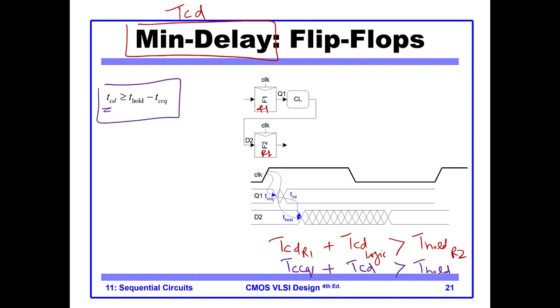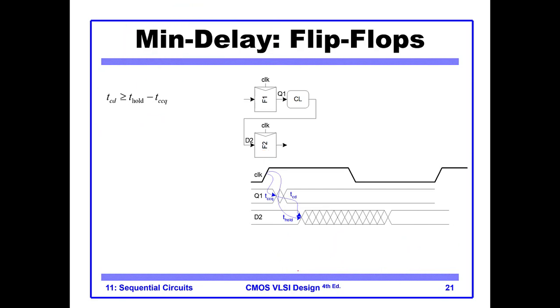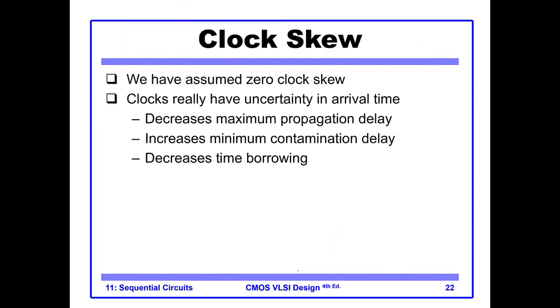The min delay is T hold minus TCCQ. I can take TCCQ on the other side, and it will become TCD is greater than or equal to T hold minus TCCQ. So it is the min delay.